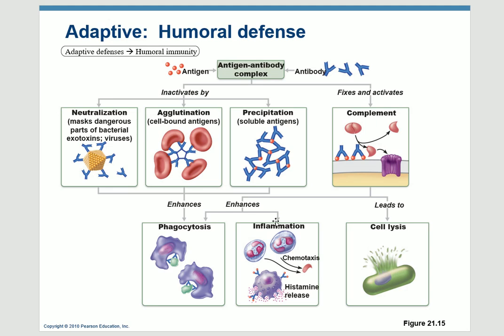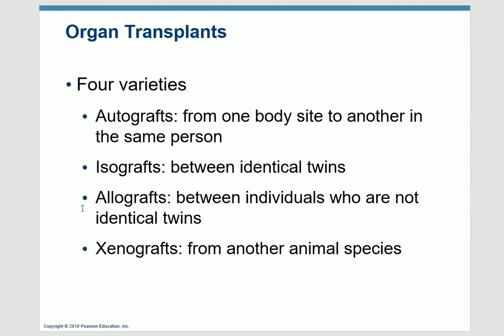So neutralization, agglutination, precipitation are the inactivation half of the antigen antibody complex. And then on this side, on the right side up here, we have the fix it and activate side of the antigen antibody complex. So this is where we explode the cells, right? The complement side that leads to blowing up the cell. But again, no more bacteria. We're done. We fixed it.